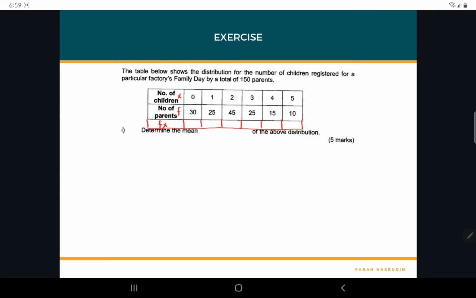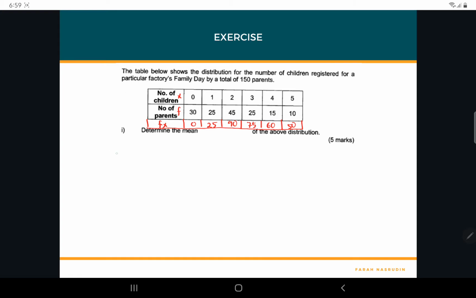Okay, so what we need to do in our third row is multiply the first and second rows. So here we have 0, 25, 90, 75, 60 and 50.